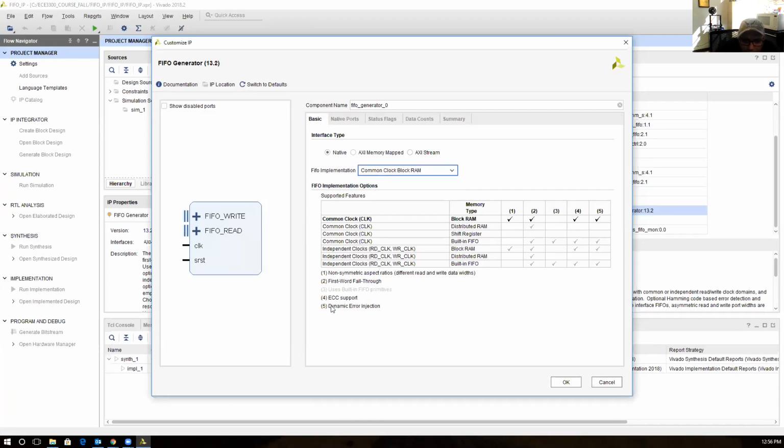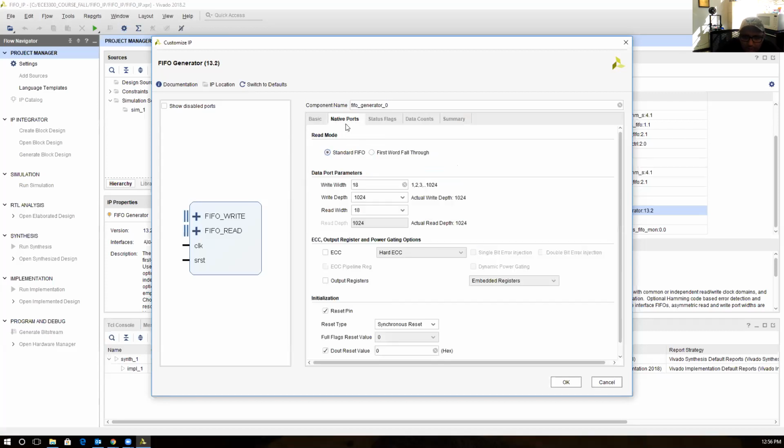Then it's telling you, do you want the error correcting code or stuff like that? That's not really a big problem. Then I would say it's native. Then I said standard FIFO. What is the write width you want? That means how many bits it should be. Let's say 8.